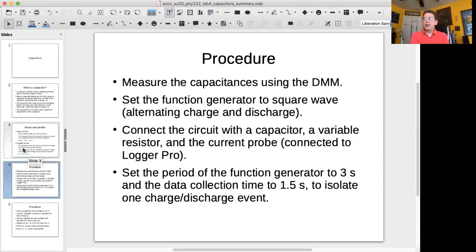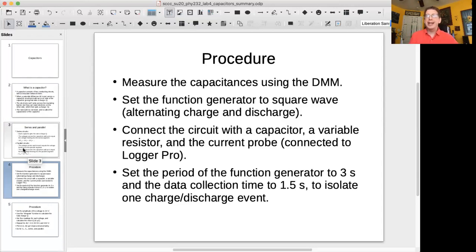So the first thing you're going to be doing, and that's the first of our 5 video clips, is measuring the capacitances using the digital multimeter. And so you'll see they have nominal values of 100 microfarads and 200 microfarads, but the more precise values you get with the DMM are a little bit different than that. Not a whole lot, but a little bit. So you're going to be working with, instead of a regular DC power supply, what's called a function generator.